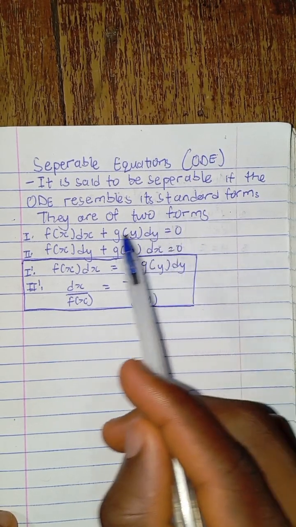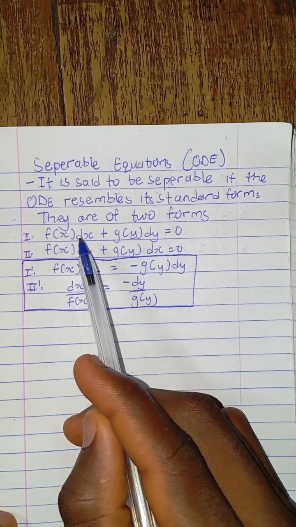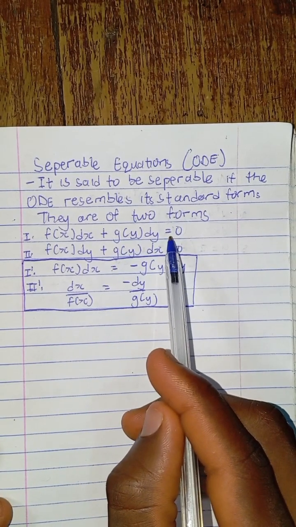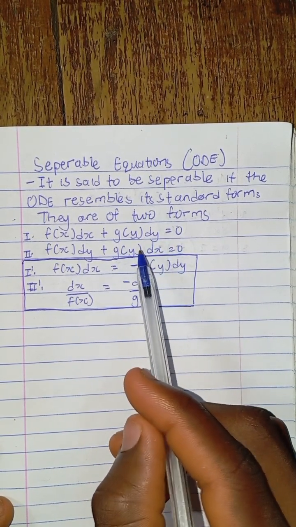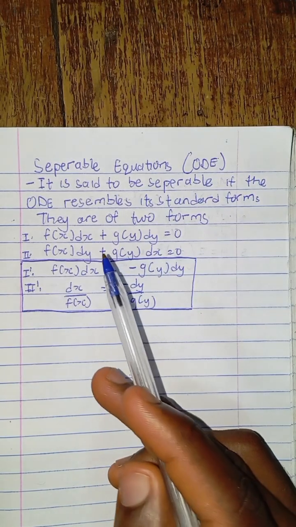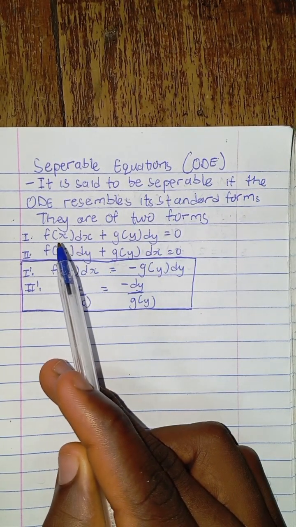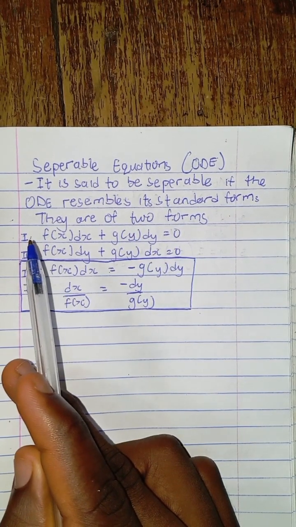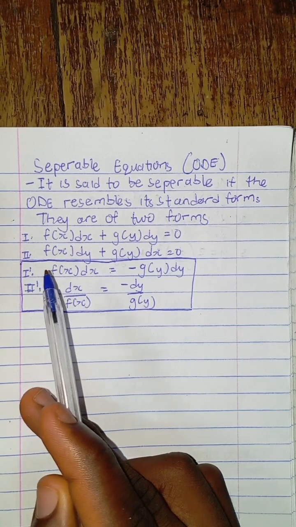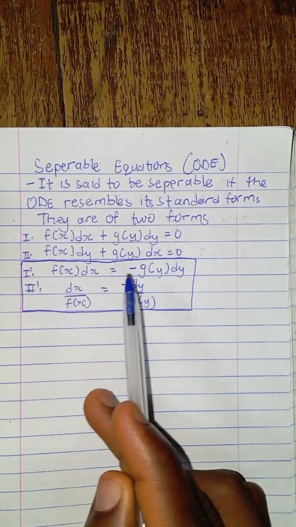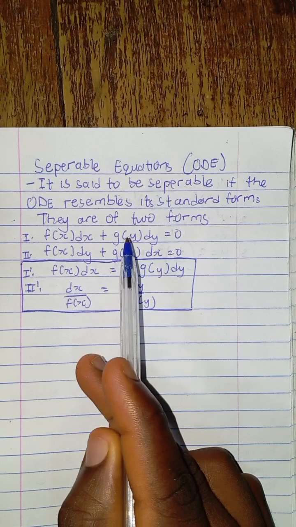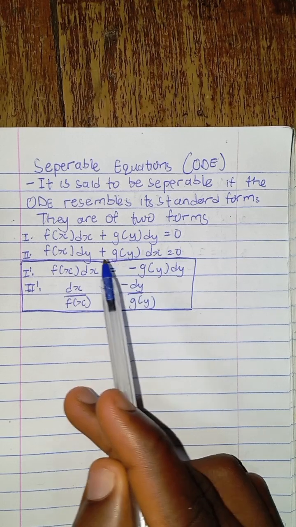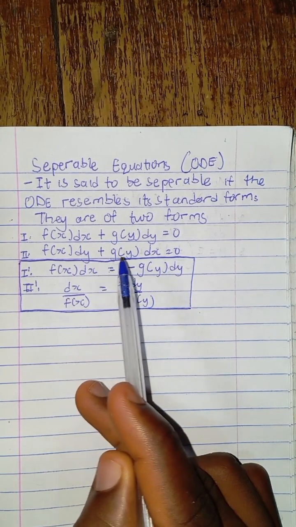So the first form, f of x dx plus g of y dy is equal to 0, you can simply separate by taking everything that belongs to x to one side and everything that belongs to y to the other side. So when I separated it, this is what I got. I took g of y dy over to the other side, so the minus comes in. Then also for f of x dy plus g of y dx.